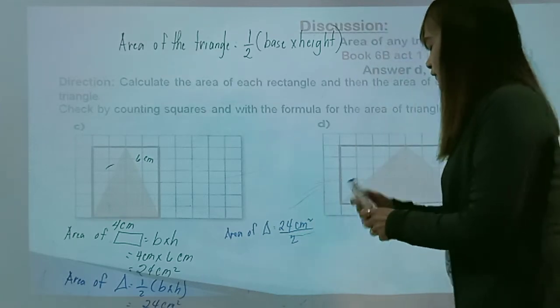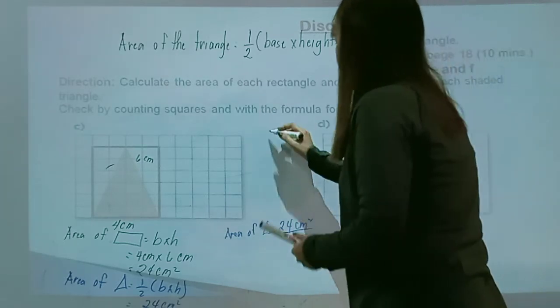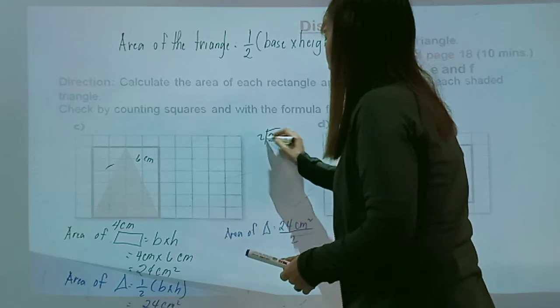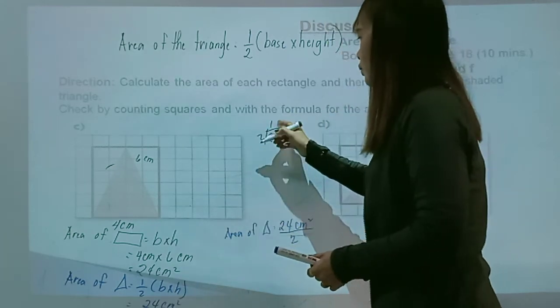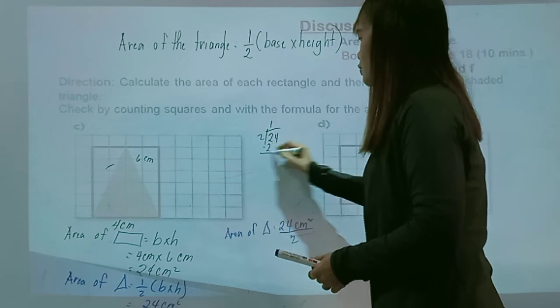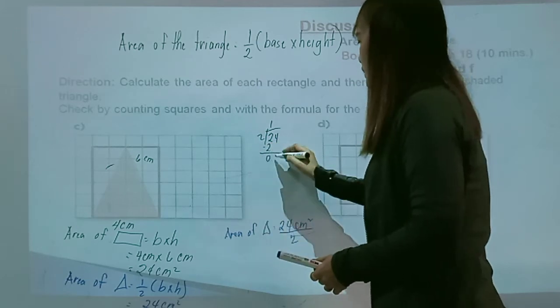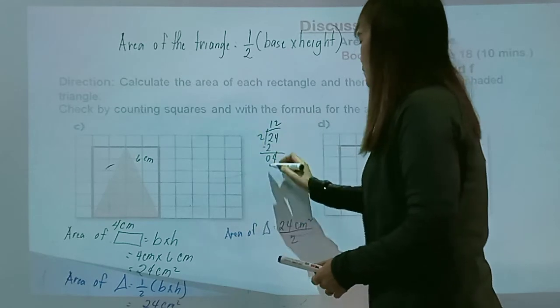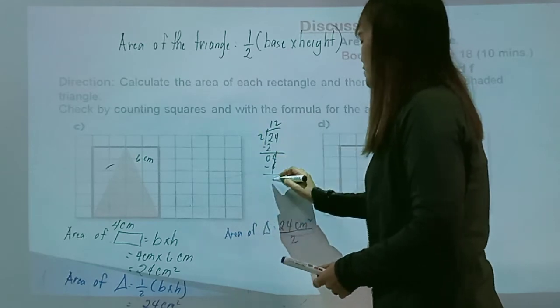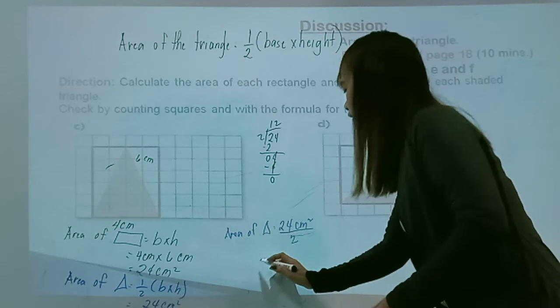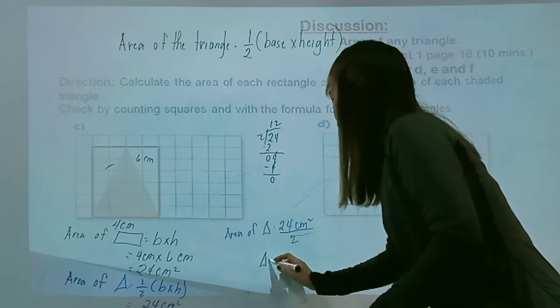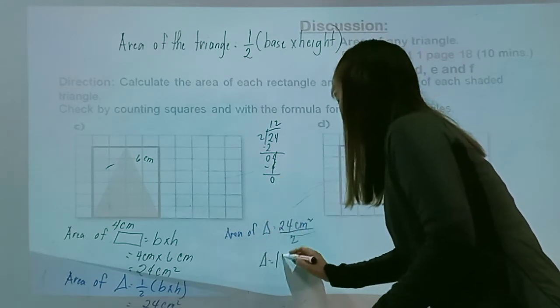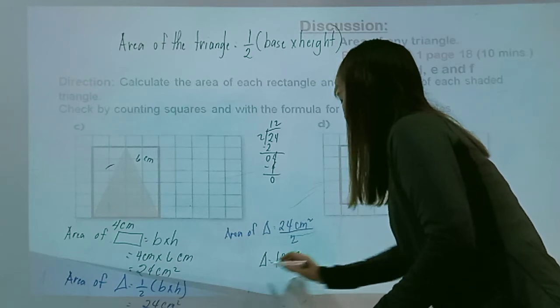Okay, class, let us divide. We have 24 divided by 2. 2 divided by 2 is 1. 1 times 2 is 2. 2 minus 2 is equal to 0. Bring down 4. 4 divided by 2 is equal to 2. 2 times 2 is equal to 4. 4 minus 4 is equal to 0. Therefore, class, the area of the triangle is equal to 12 centimeter squared.